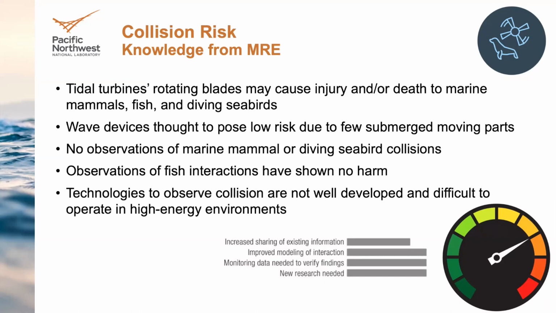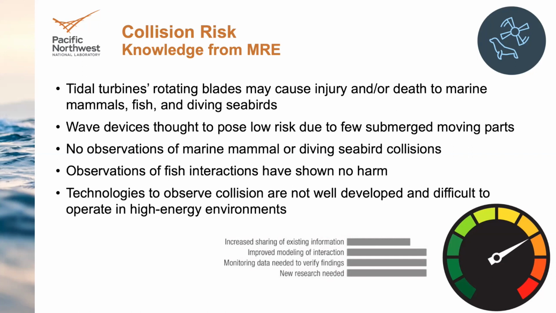And from a perception point of view, we consider this to still be a pretty high risk, up there in the orange area. And these gray bars on the left are really our way of trying to say, what are the pathways forward to try to better understand and even reduce that risk?